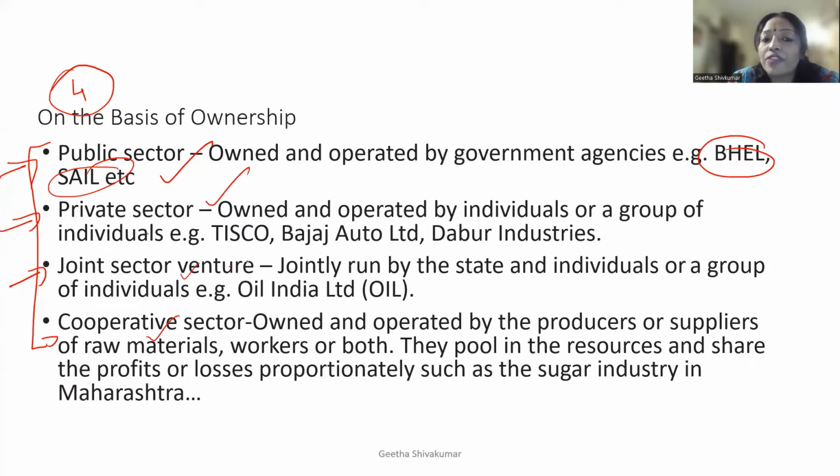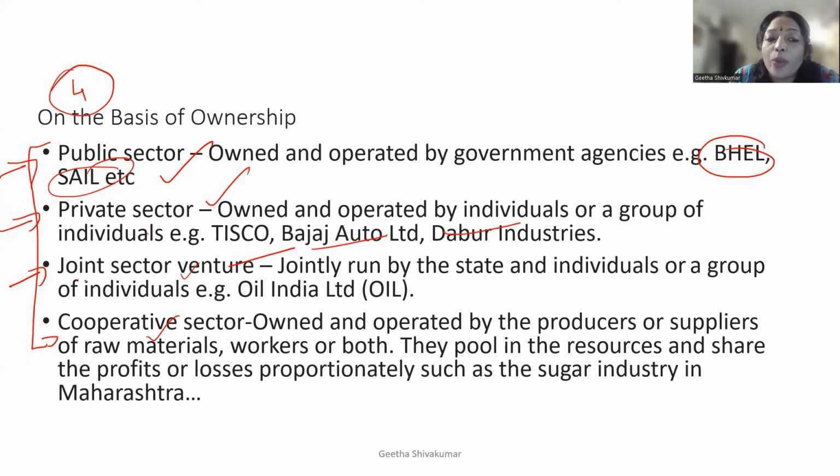Private sector, we have Tisco, Bajaj, Dabur Industries, Reliance. These are all private sector, where the business is owned and operated by an individual or a group of people. So that is known as private sector. Their main motive is profit maximization. They want to be in the market and sell their product at the maximum profit.